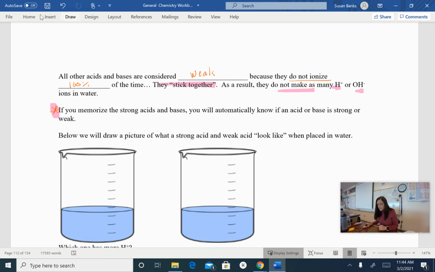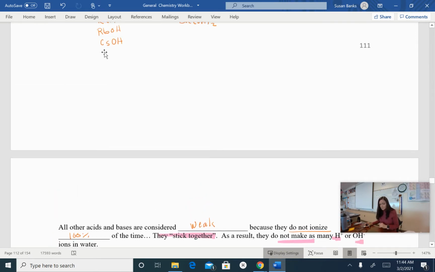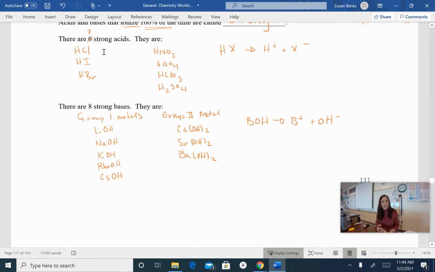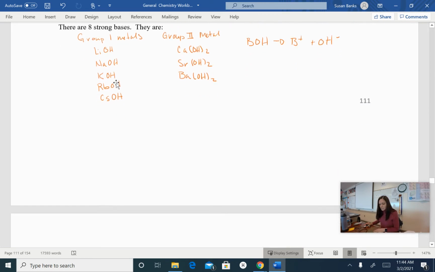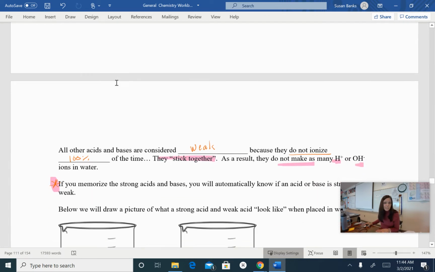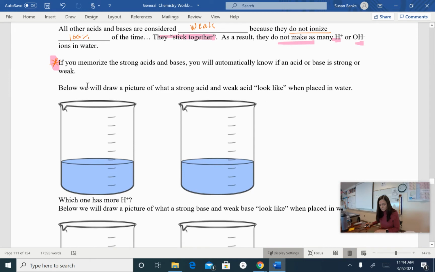So I would suggest that you make some flashcards of these strong acids and these strong bases and learn them. Okay? So it's flashcard time. Or you can make a Quizlet too, if you wanted to make a Quizlet.